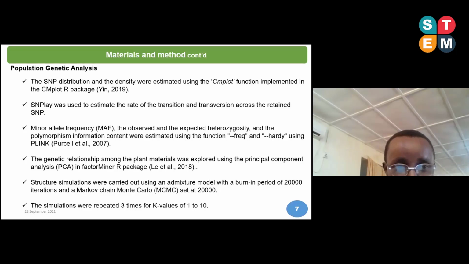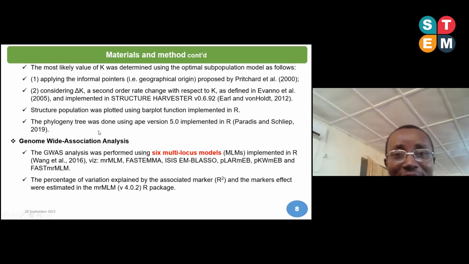So for the population genetic analysis, we can also see the detailed, standardized protocols that we have followed. I can't go through all of them, but we can see them through the slides. So the most likely value of K was determined using the optimal subpopulation model as follows. They are also highlighted here. So basically, seven subpopulations were obtained based on that delta K value.